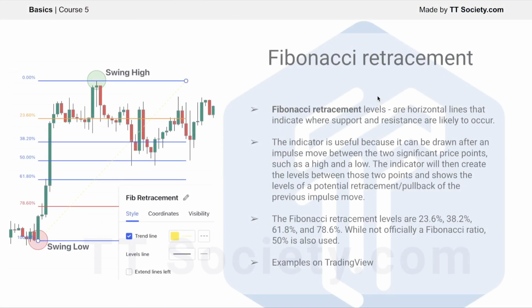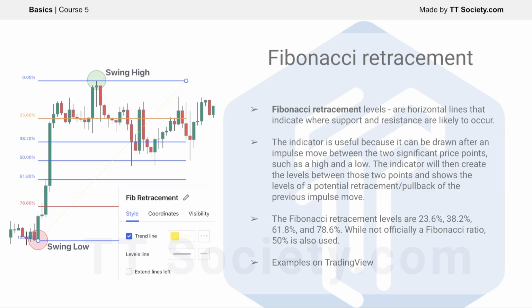Fibonacci retracements are levels helping us understand retracements. Horizontal lines that indicate where support and resistance are likely to occur. The indicator is useful because it can be drawn after an impulse move between two significant price points. We're going to see a couple of examples of that.